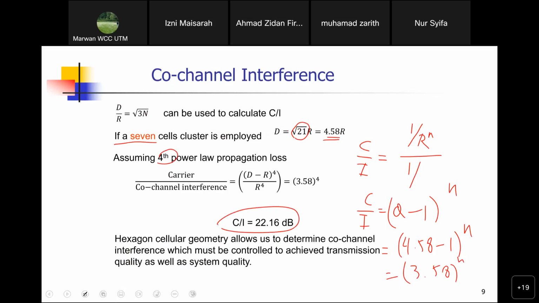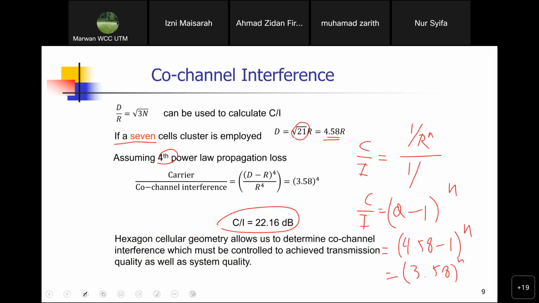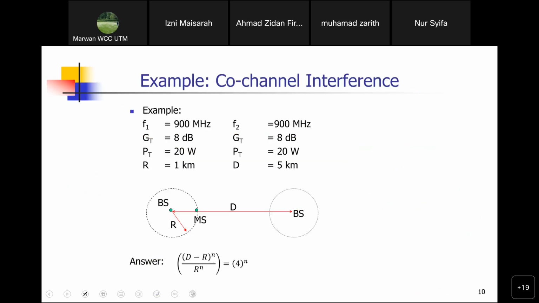Okay, so if you only consider one co-channel, then cluster 7 is sufficient to achieve the two minimum C over I: analog, which is 18, and also 11. Because one co-channel gives you around 22.16. Okay, now this is another example.